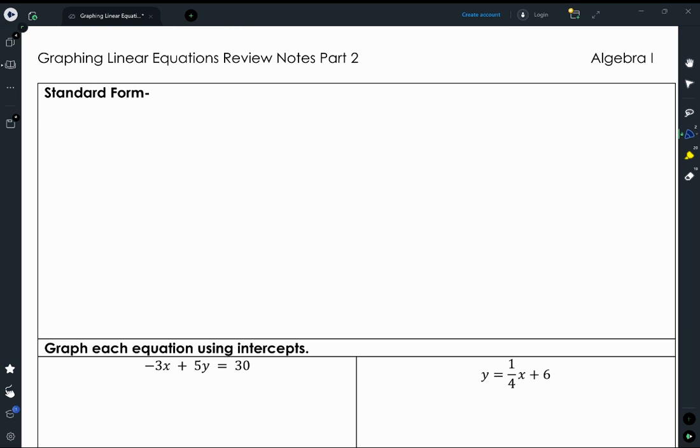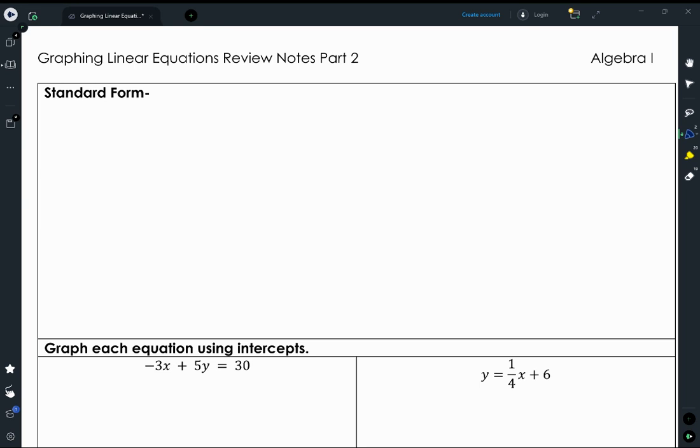We're looking at finishing up our graphing linear equations notes. So this is part 2. This is review. We are assuming that you learned all of this in an algebra class in middle school already to get you ready for Algebra 1.